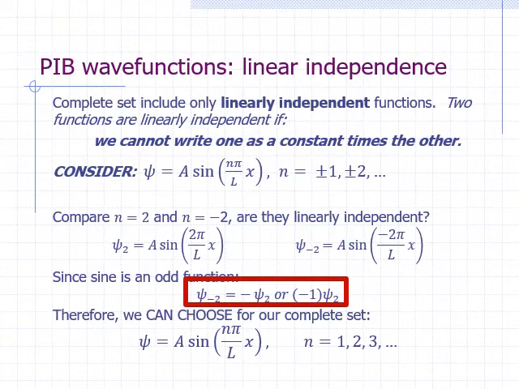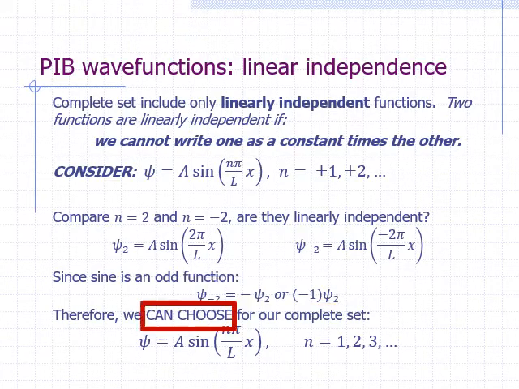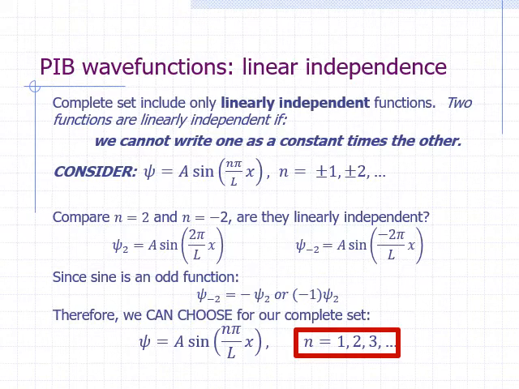The two functions are not linearly independent. We say that they represent the same physical state, and we only need one of these two functions if we want to list a complete set of eigenfunctions for the Hamiltonian operator. What this means is that we can choose for our complete set only those wave functions for which the quantum number n is a positive integer.